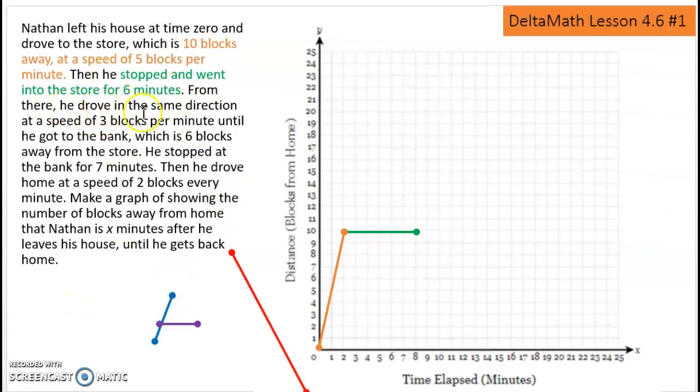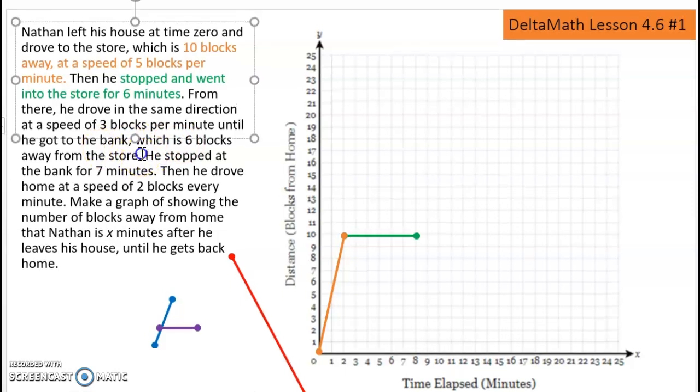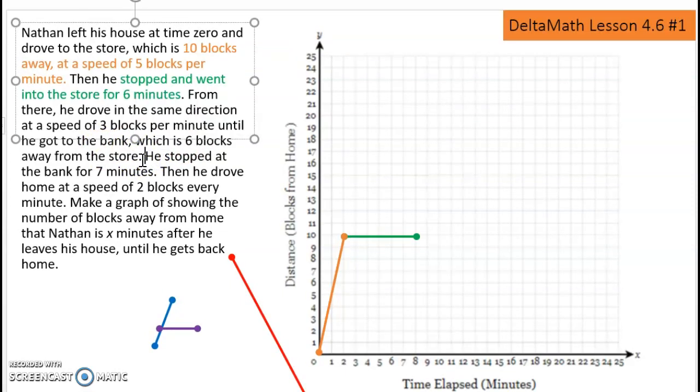From there, he drove in the same direction at a speed of 3 blocks per minute until he got to the bank, which is 6 blocks away from the store. Okay, so that's a lot of information there. 6 blocks, he goes at a speed of 3 blocks per minute.